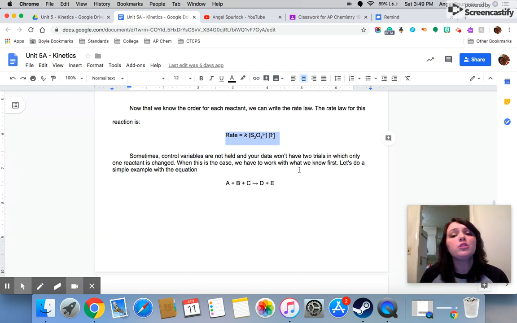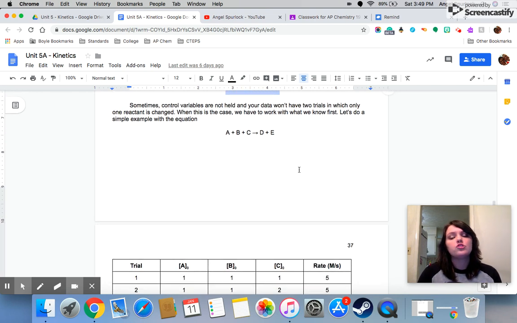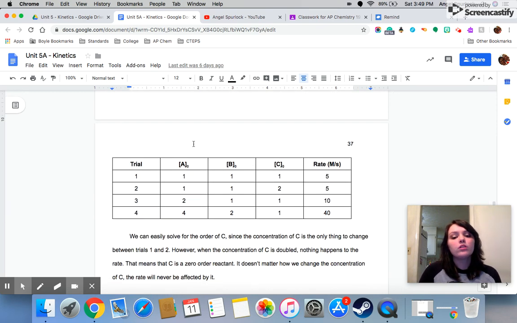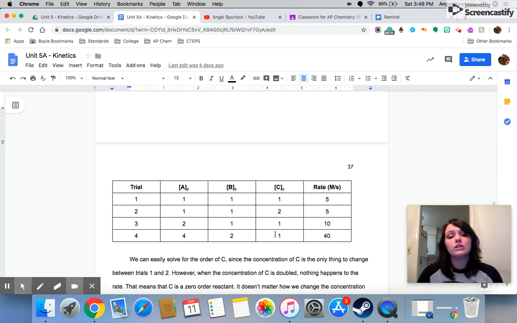So you can go back through the notes and see that example if you need to, but I'm going to focus on the example which is going to be a little harder than what we've been doing. I've given us a pretend reaction between three reactants, A, B, and C, okay? And I've given us the data for the rate and concentration information that we would need to solve for the order of each of these reactants. And so the question is, what is the rate law for this reaction?